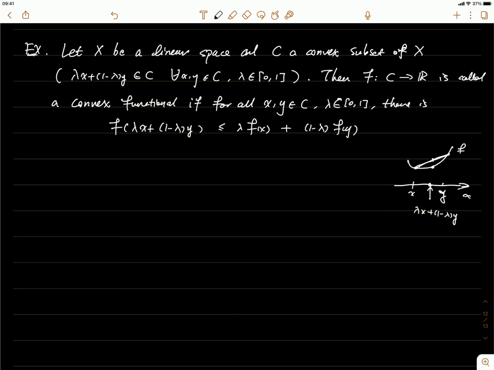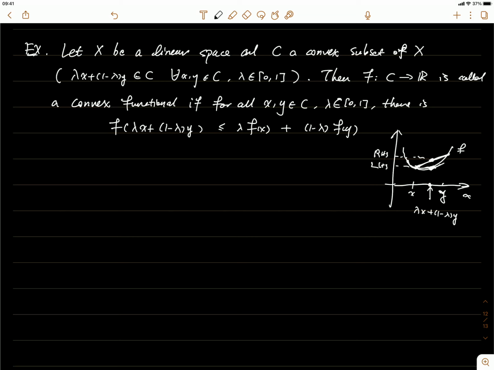Evaluating at this point, if I have the function values on this side, this is like the right-hand side, and this is like the left-hand side. So you can see that if a function looks like a convex shape, then the left-hand side is always less than or equal to the right-hand side. This is always higher, this is always lower. That's the meaning of a convex function. And this extends to linear spaces, so it doesn't have to be just a Euclidean space.